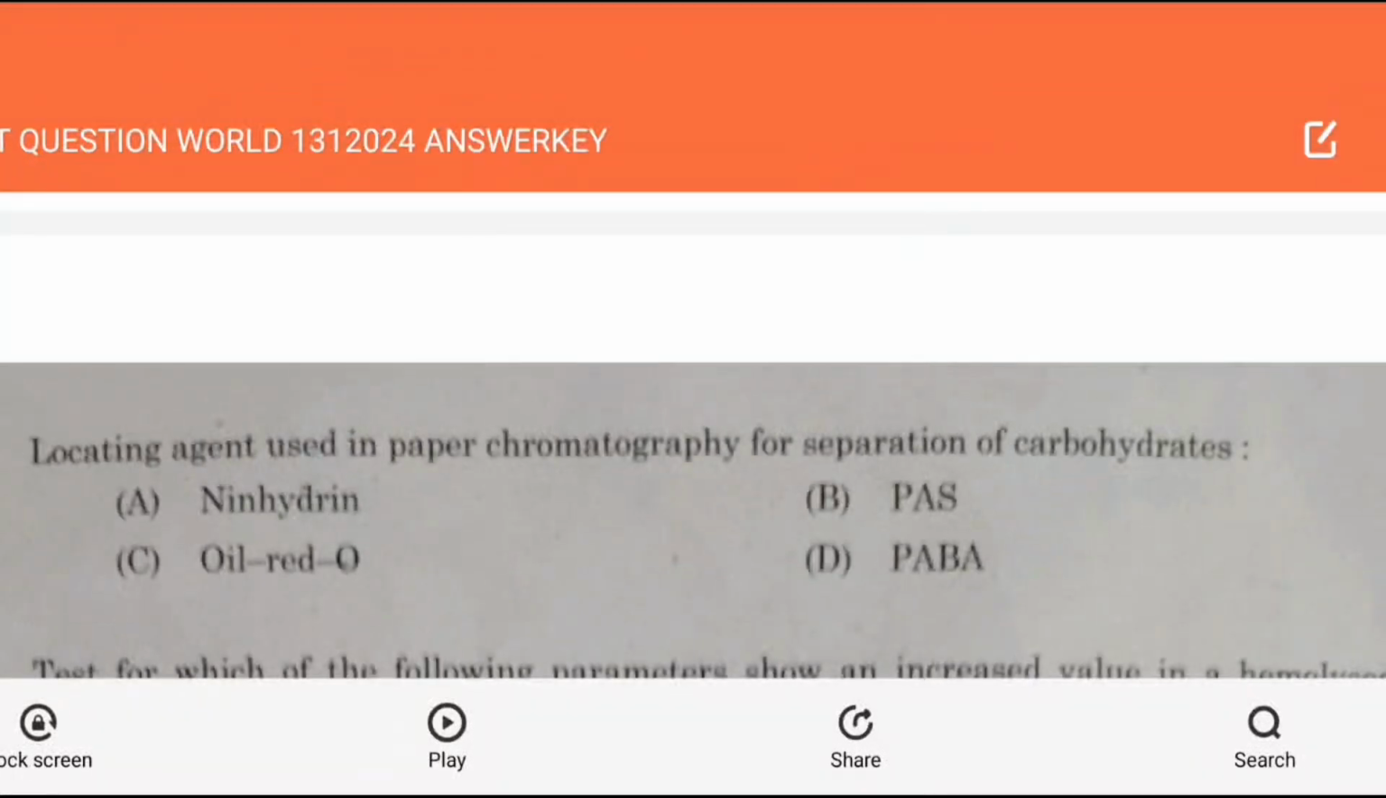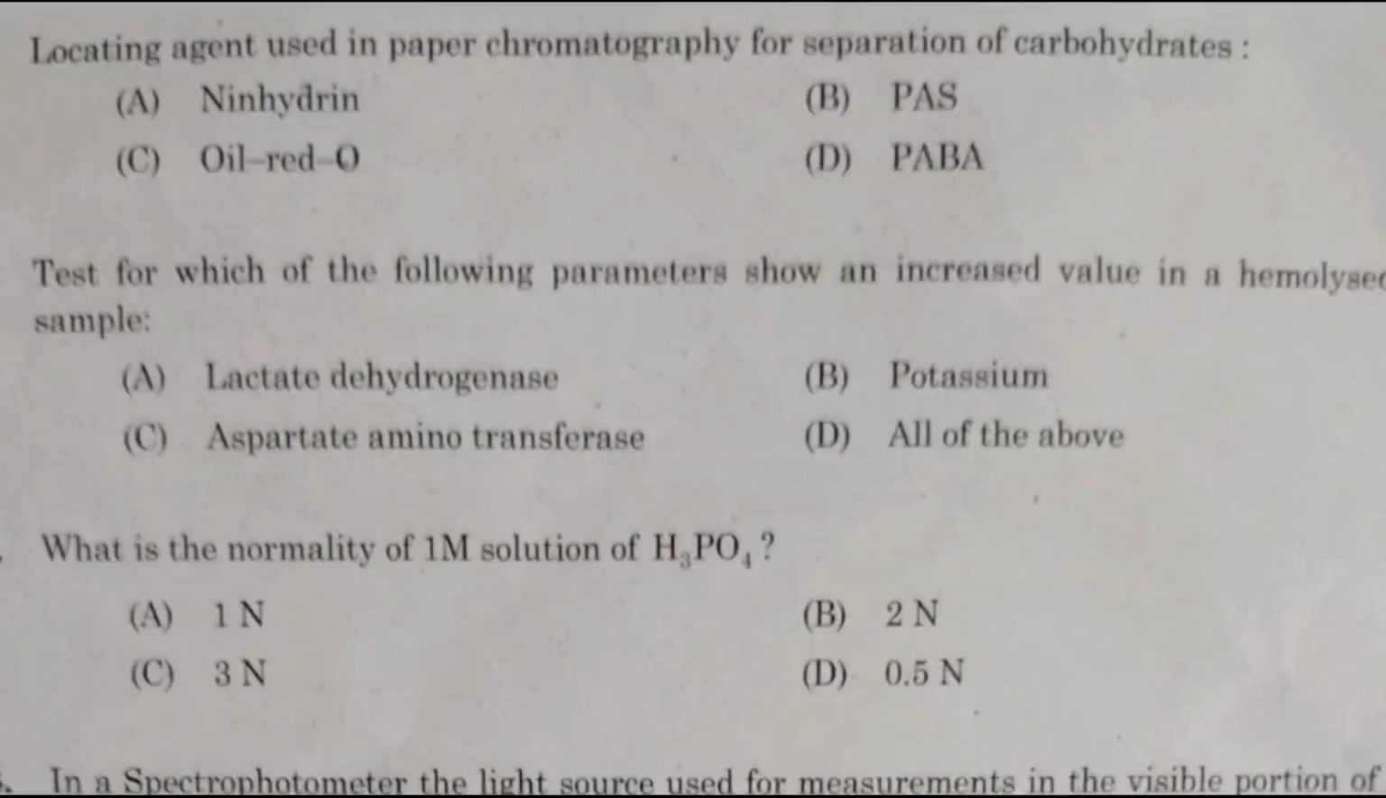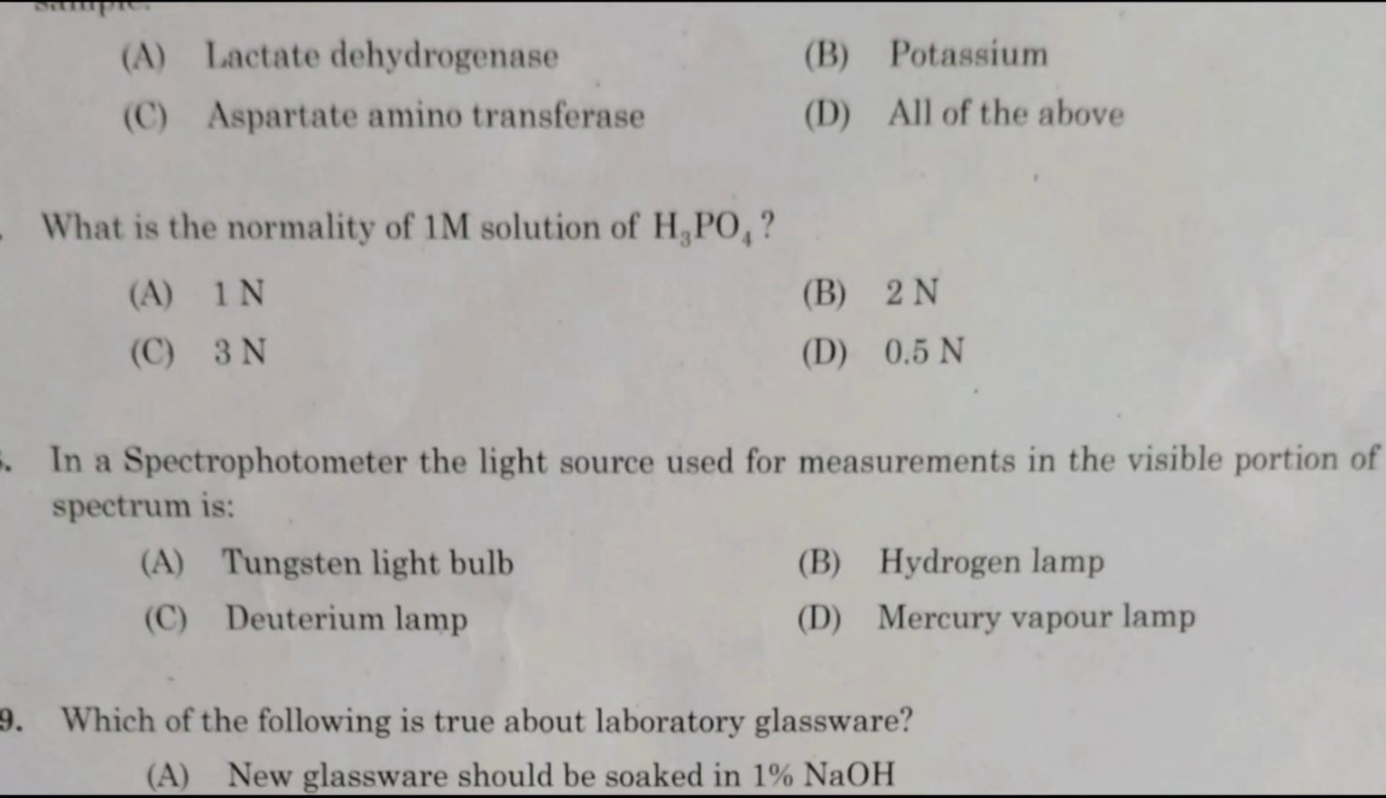Next one, locating agent used in paper chromatography for separation of carbohydrates. The right answer is option D, PABA. The test for which of the following parameters show an increased value in a hemolyzed sample? The right answer is option D, all of the above. Lactate dehydrogenase, potassium and aspartate aminotransferase will increase in a hemolyzed sample. Right answer option D. Next one, what is the normality of 1 molar solution of H3PO4? The right answer is option C, 3 normal.